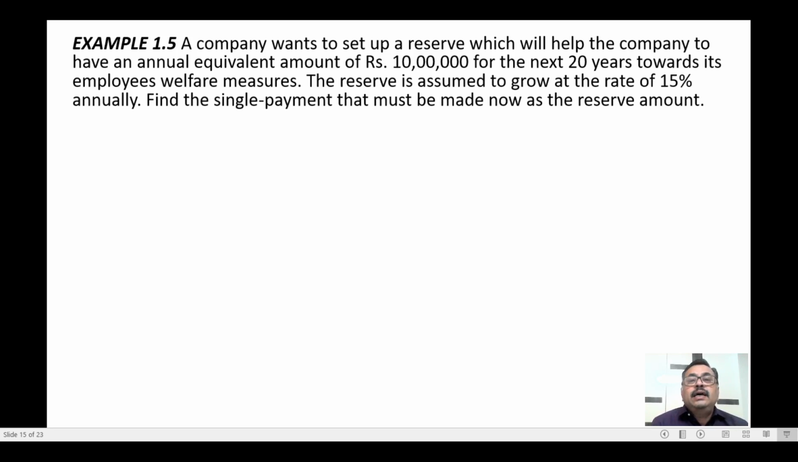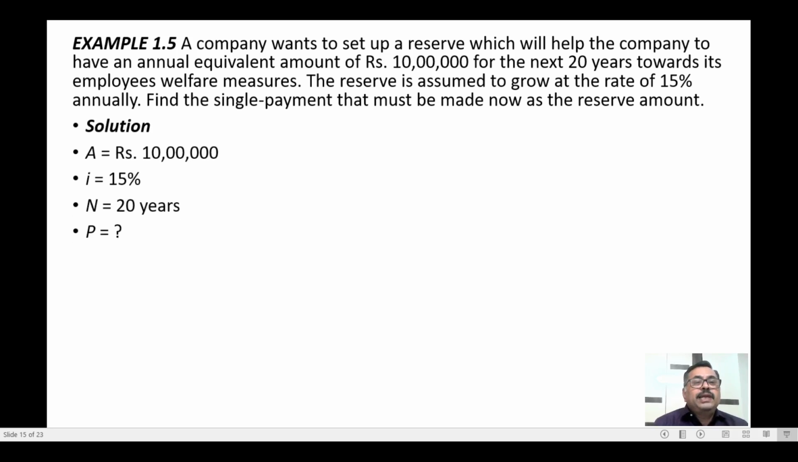Okay, the reserve is assumed to grow at an interest rate of 15% annually. Find the single payment that must be made now as the reserve amount. To get this particular equivalent amount, what is the amount that I have to keep now in the bank, so that every year I can get an amount of 10 lakh rupees for the next 20 years with an interest rate of 15%? That is what the problem is. Okay.